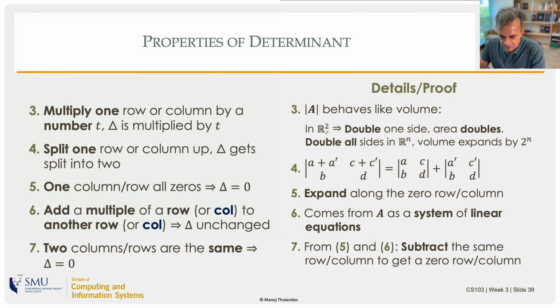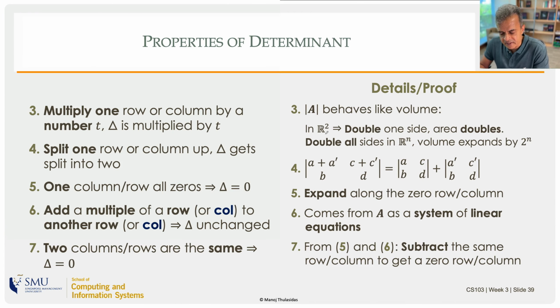So property number 7 comes from property number 5 and 6. You are allowed to add or subtract rows from each other. So if you have 2 rows the same, you subtract one from the other, then one of the rows becomes just 0. And then you can expand on that row to get 0 determinant. So 2 columns or rows being the same will imply that the determinant is 0.